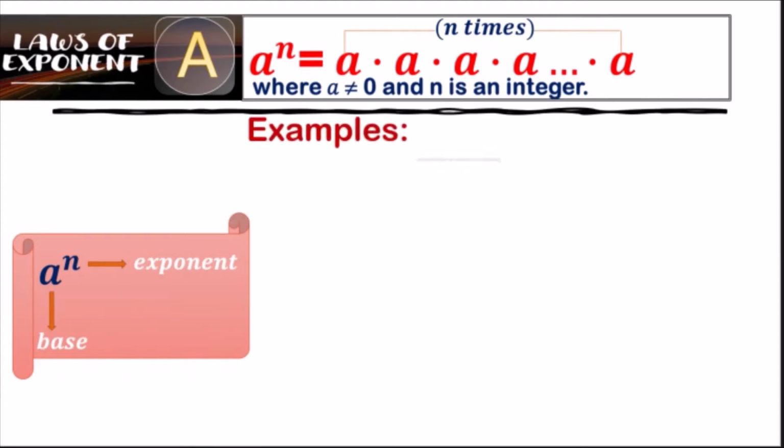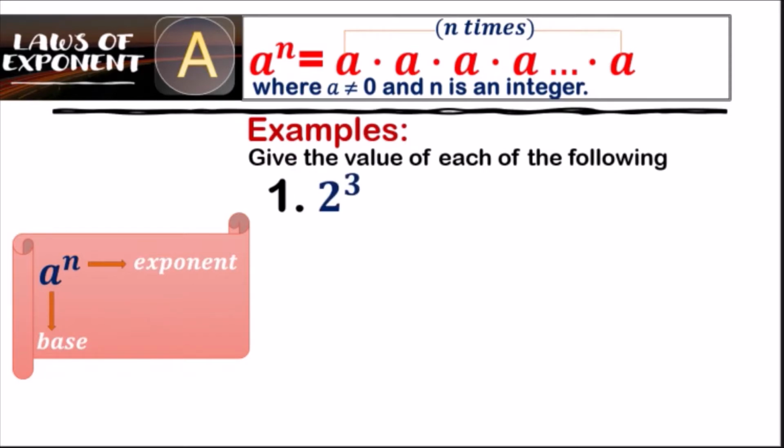The exponent will tell how many times we are going to multiply the base by itself. Let's have an example. Number 1, 2 raised to 3. That means we are going to multiply the base 3 times. That is 2 times 2 times 2. Simplify it further, 2 times 2 times 2 is equal to 8. Therefore, 2 raised to the third power is equal to 8.